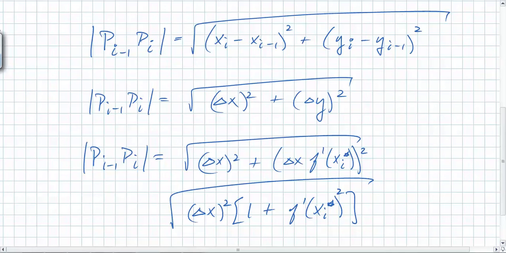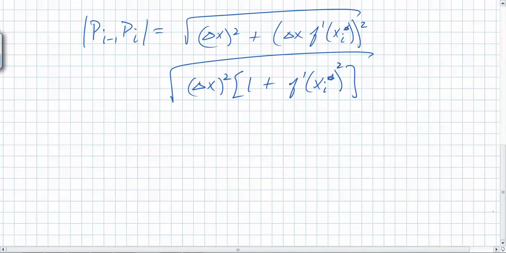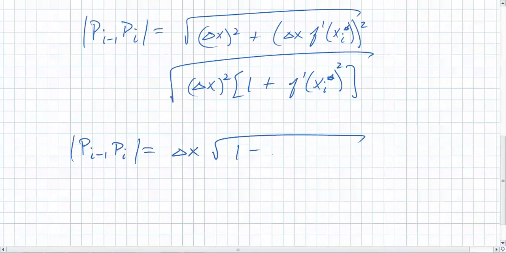What can I pull out of the square root now? Delta x. So what do you end up with? You know that the distance from one point to the next is going to be delta x times the square root of 1 plus f prime of x sub I star squared. Plus, thank you. That's just a typo of plus. Exactly. So this right here, what's so nice about this? What's it written in terms of? Well, x. It's in terms of x.